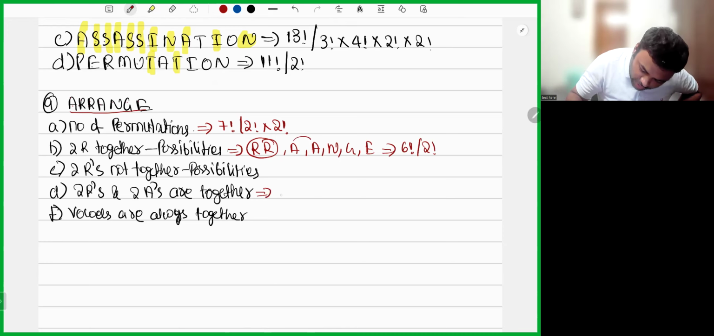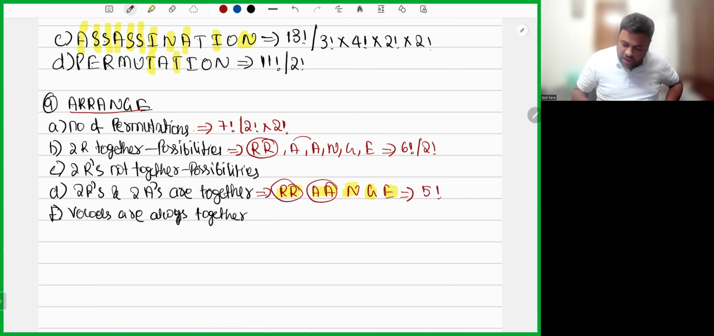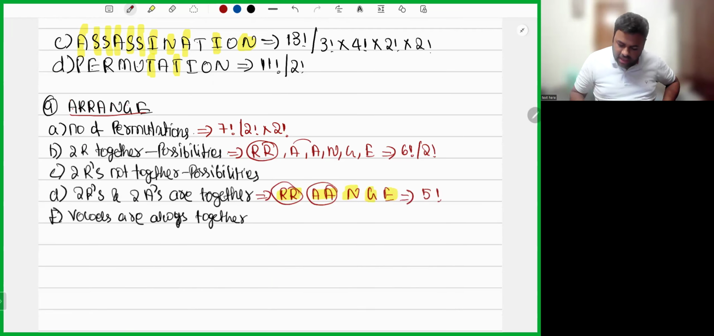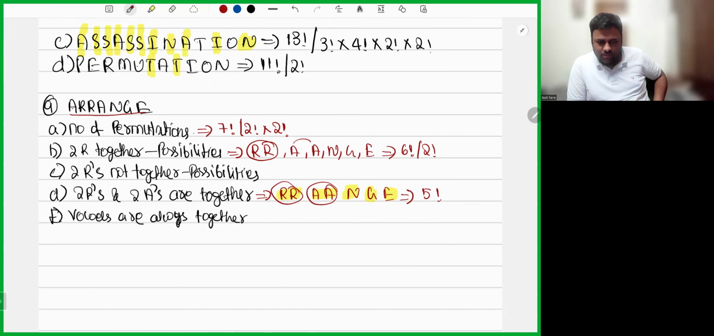Next, 2 R's, 2 A's together. 1 unit. 2 A's, 1 unit. NGE. 1, 2, 3, 4, 5. 5 factorial. R and R cannot interchange. A and A cannot interchange.